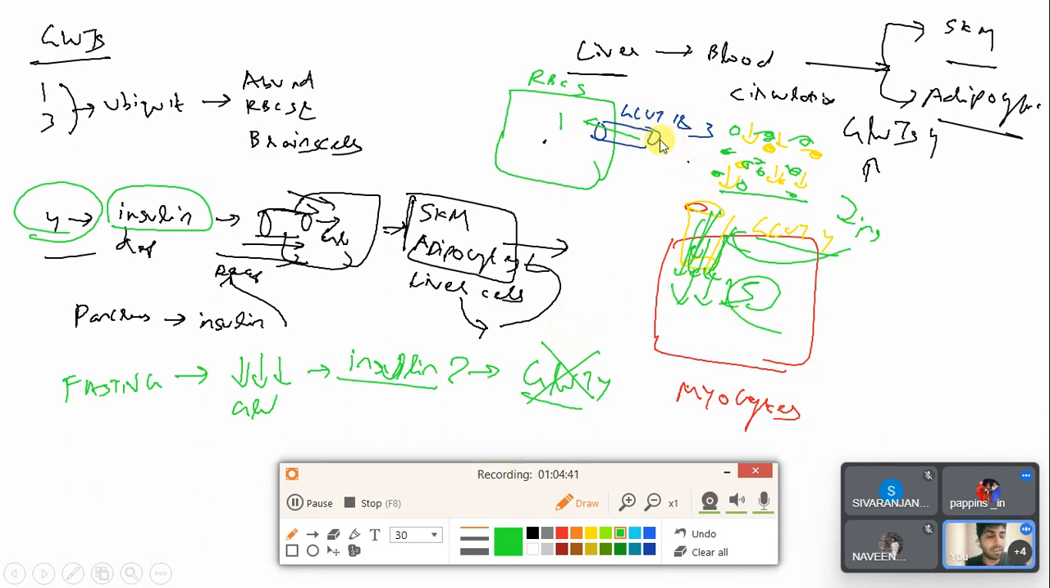the affinity of glucose to GLUT1 and 3 is very high compared to GLUT4. So the point I am mentioning here is the affinity of glucose.